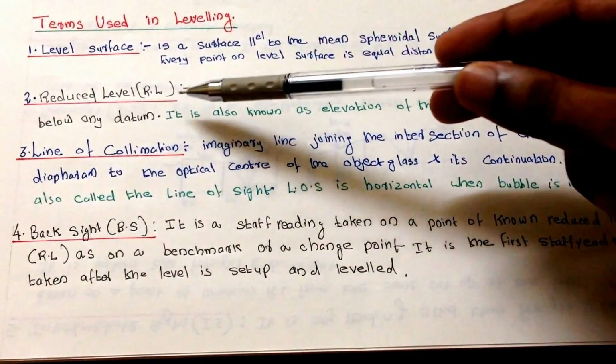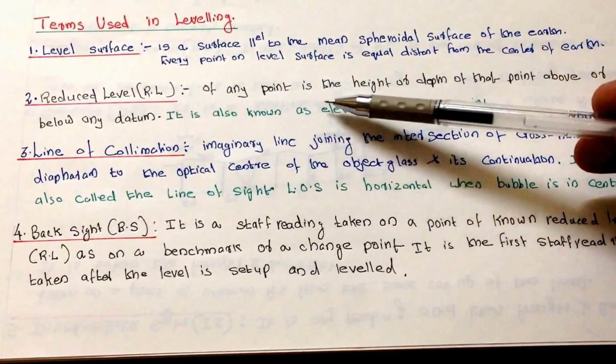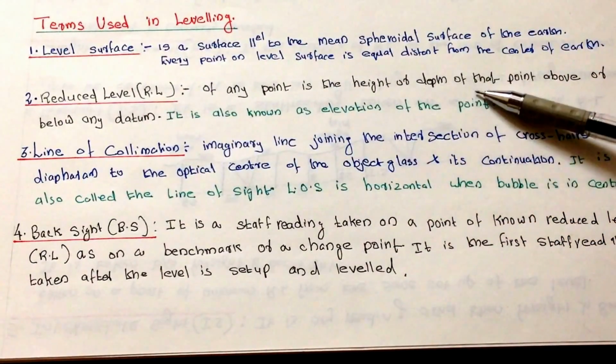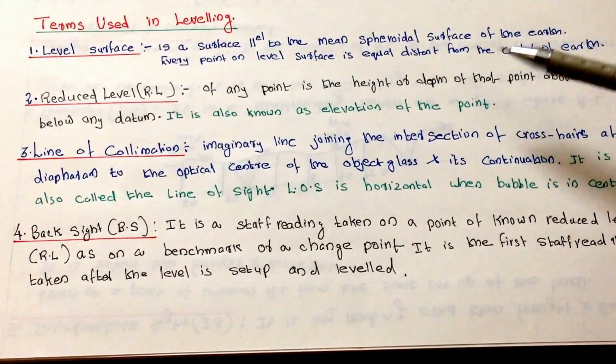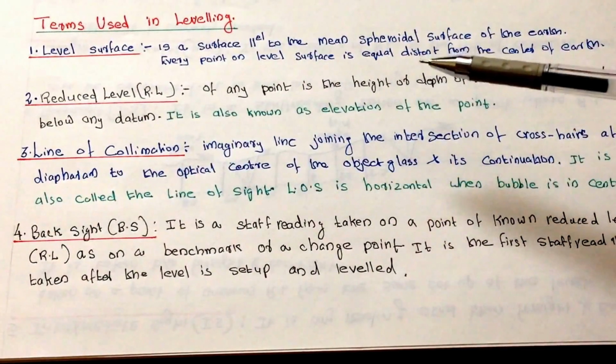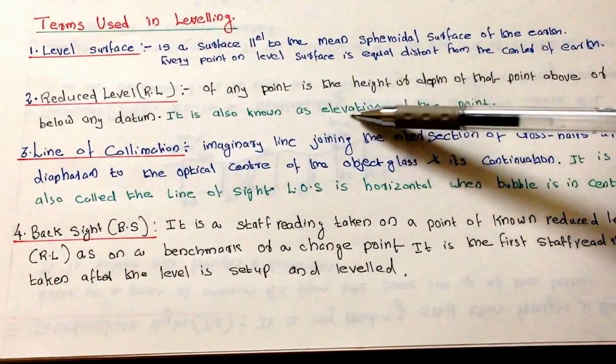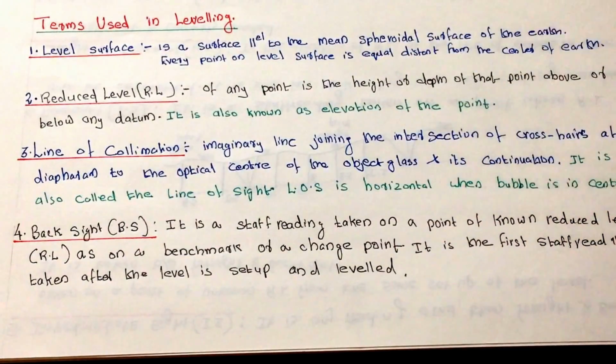The second is reduced level, or RL. The reduced level of any point is the height or depth of that point above or below any datum. It doesn't matter whether it is above or below the datum. It is also known as the elevation of the point.